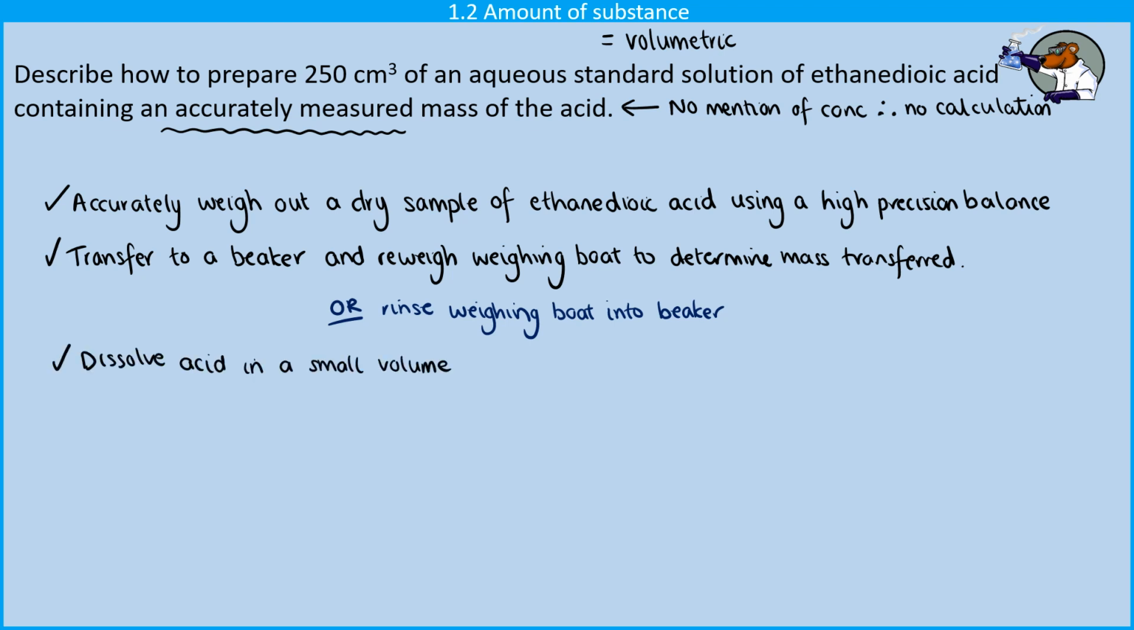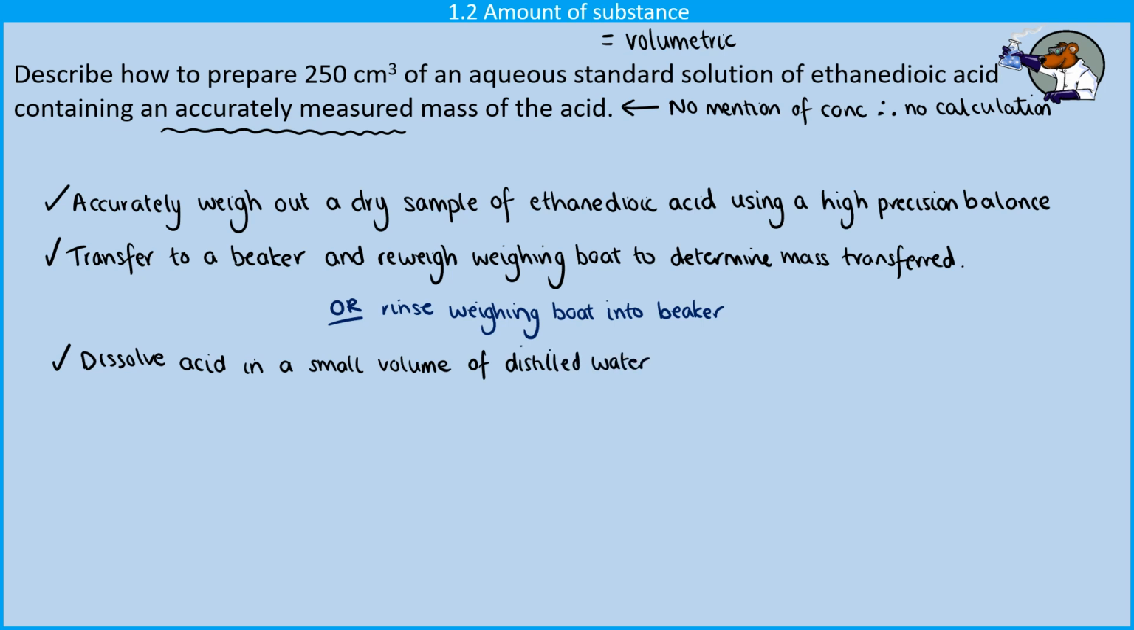The third thing that you're going to do is that you're going to add a small amount of deionized or distilled water in order to dissolve this. So it's obviously really important that if we're trying to make 250 centimeters cubed, we're not adding anything close to 250 centimeters cubed of water at this stage, because we're still going to need to rinse everything later.